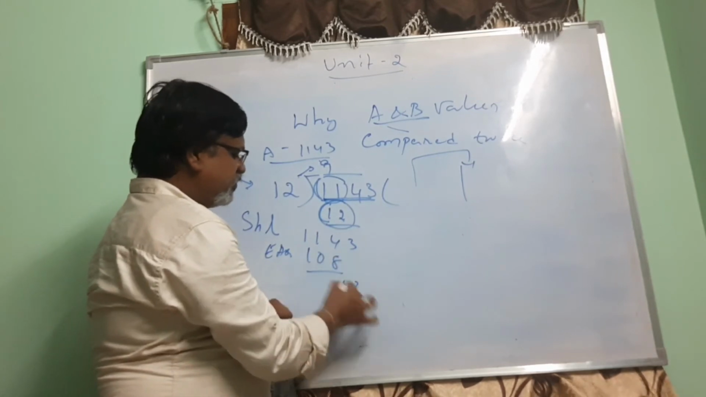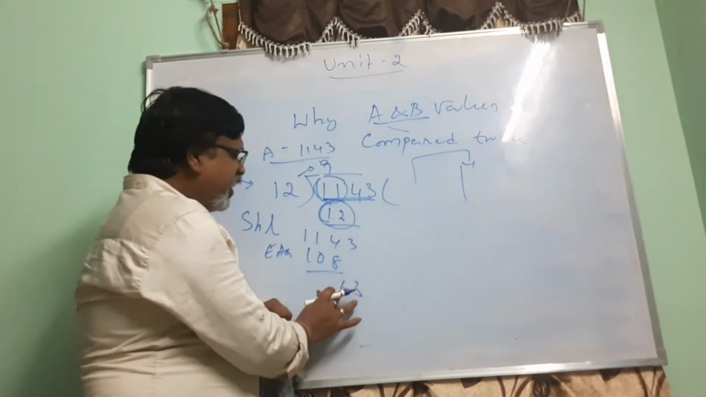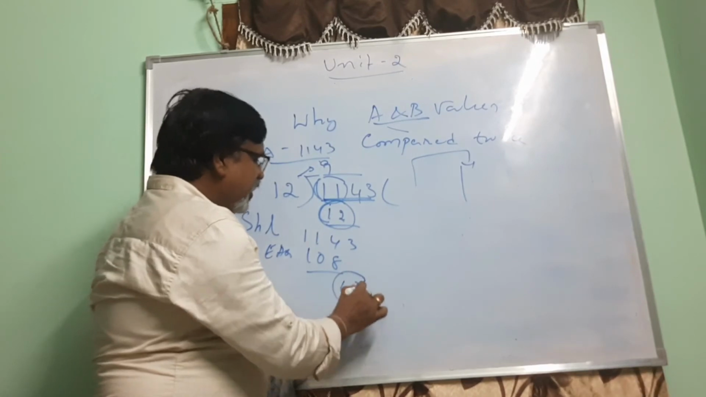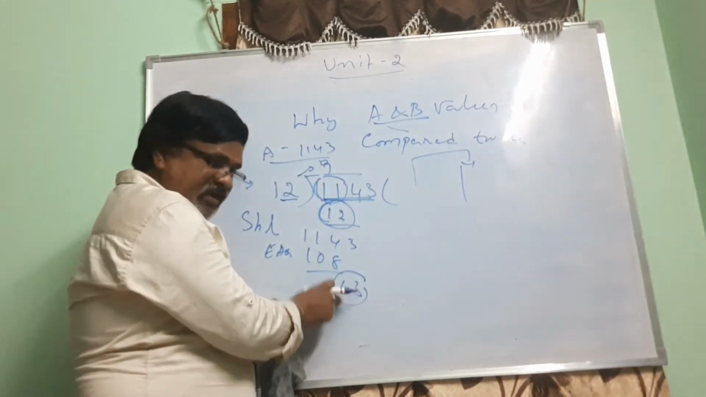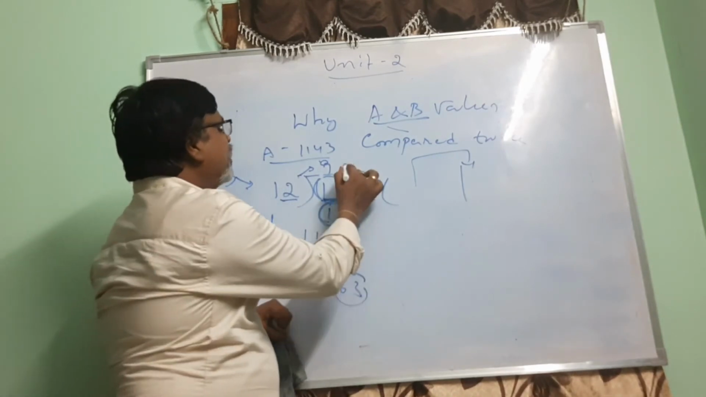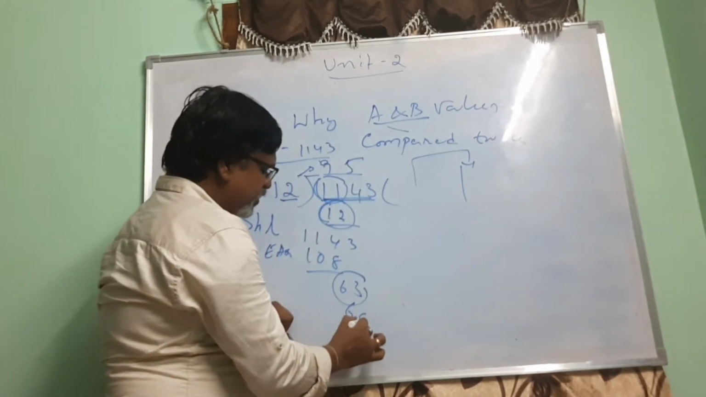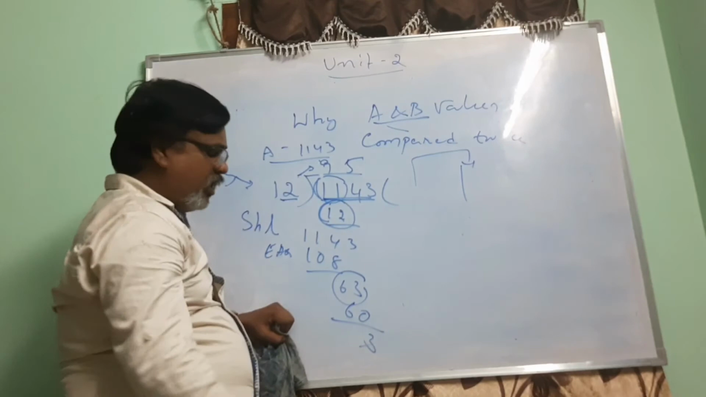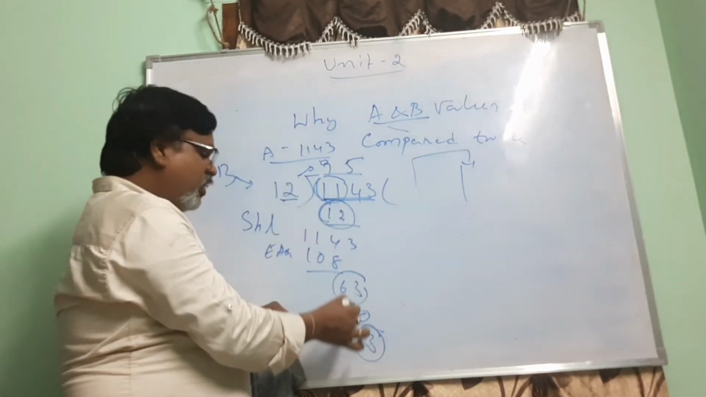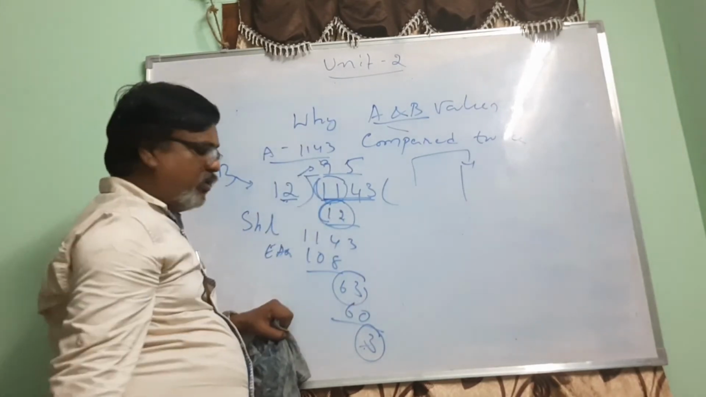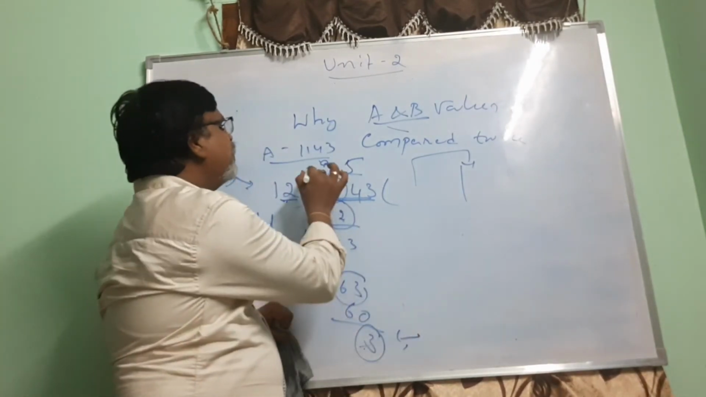So 63. Okay. Now here this 63 is less than this 12 or not? Again we have to check. If it is not less than, we will go for performing 12 5s, 60, leaving 3. Now whether this 3 is less than or equal to 12, we have to check. Now the 3 is less than or equal to 12. So this is the remainder, this is the quotient.